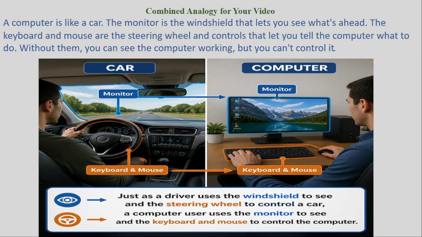So a computer needs these three things: the monitor to see what you want to do, and the keyboard and the mouse to help you do what you want to do at that particular time. The steering wheel is for the car. This simple analogy can shine a light on what we are going into. So let's get into today's video.